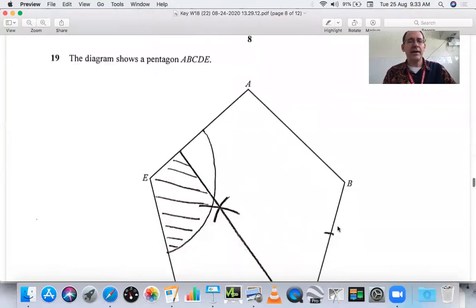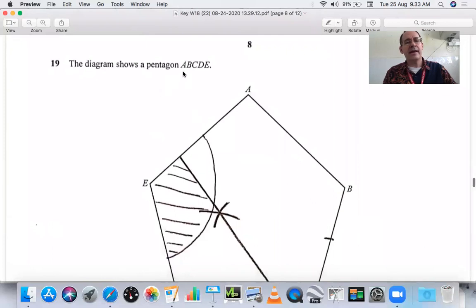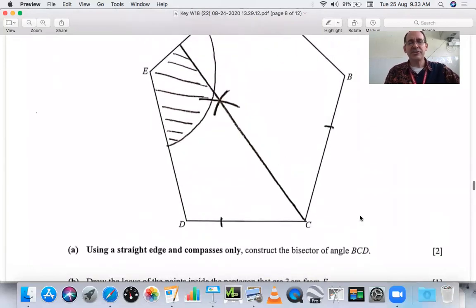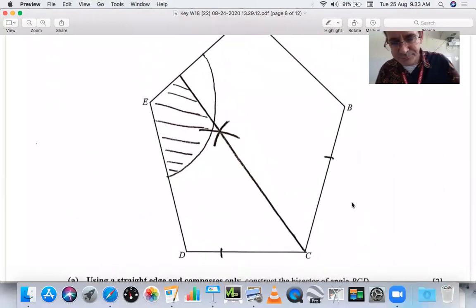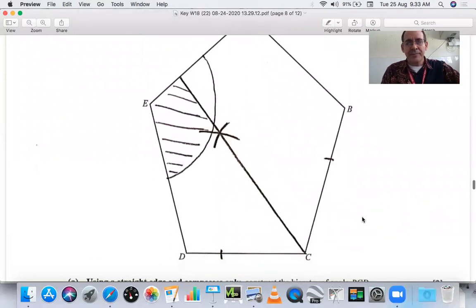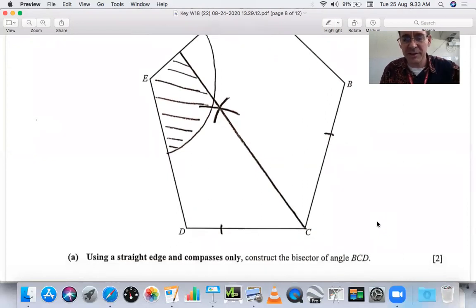Moving on, we have this Pentagon diagram with A, B, C, D, E. And it wants us to do a construction. Now, I'm not sure if constructions will be carried on into the 2020 syllabus or not.